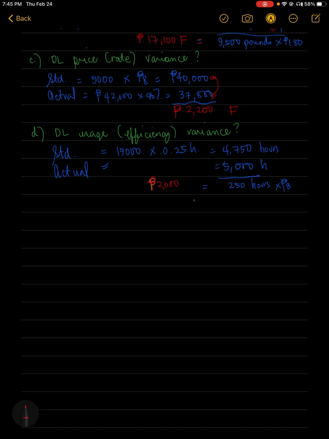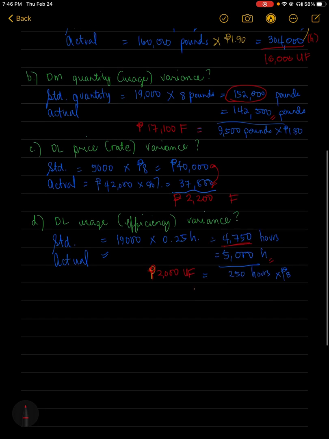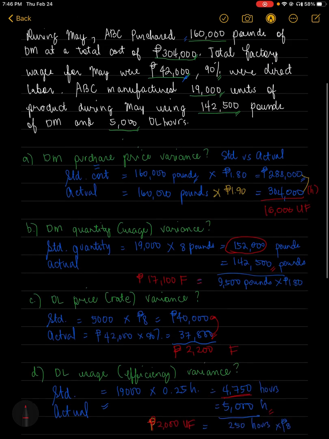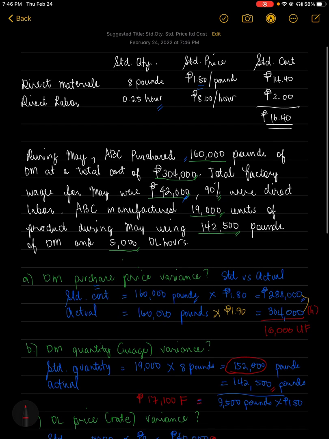And that 2,000, is it favorable or unfavorable? The answer is unfavorable. Bakit po unfavorable? Because based on the standard, ang magagamit mo lang dapat is 4,750. But the actual number of hours na nagamit mo is 5,000 hours, which is higher than the standard. And that is how you answer the problem, considering that there are materials, labor, standards for them, and the actual information.